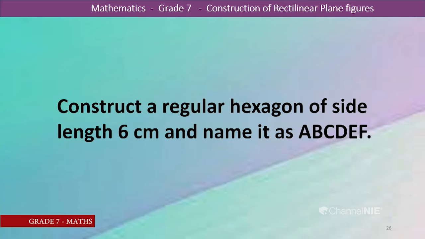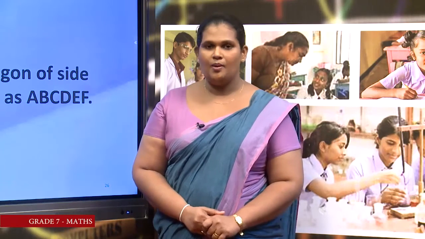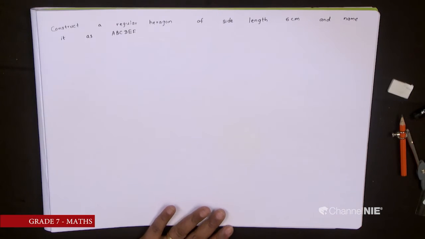Right. First we will move on to a question. Construct a regular hexagon of side length 6 centimeters and name it as A, B, C, D, E, F. Right. Now let's move on to the construction of the regular hexagon A, B, C, D, E, F. Now we are going to construct a regular hexagon of side length 6 centimeters and name it as A, B, C, D, E, F.